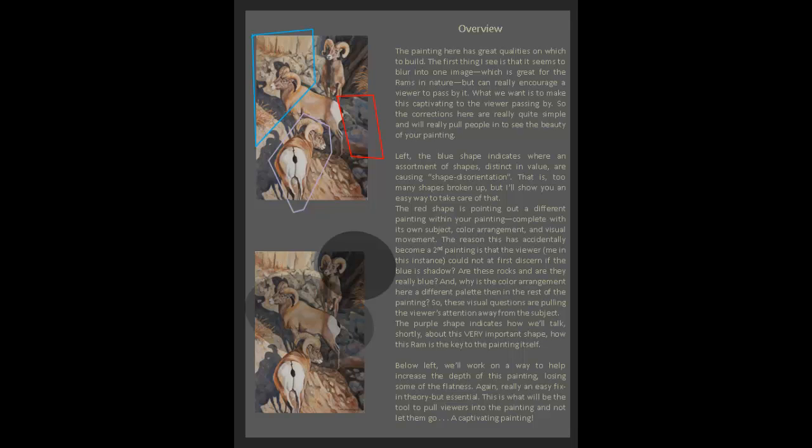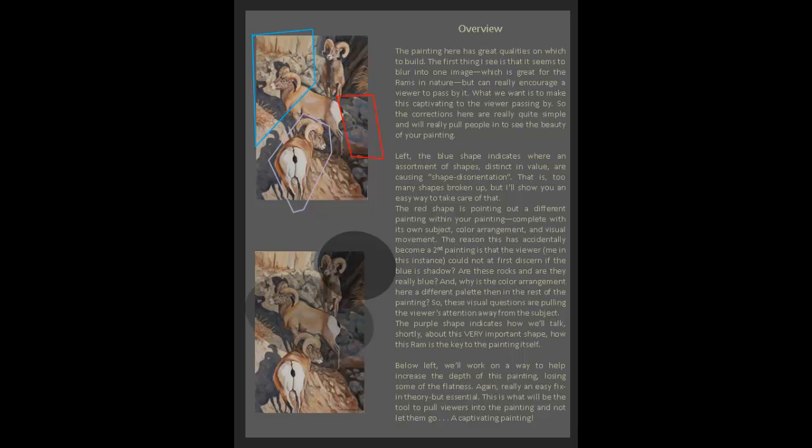And the light purple shape at the bottom indicates that I believe the key to this entire painting is this ram right here in the foreground. It's the most important shape in the painting, and may very well be the key. Now, I'll explain all of this in detail shortly.